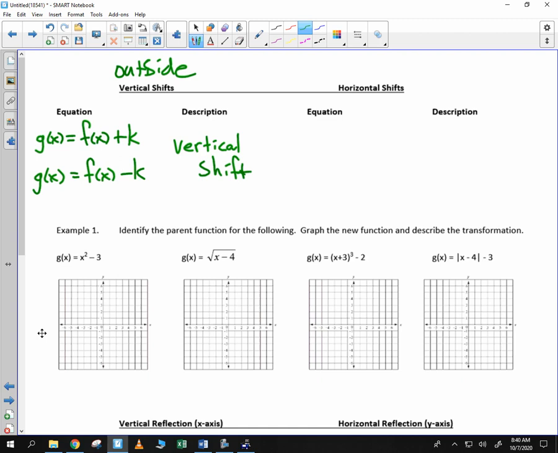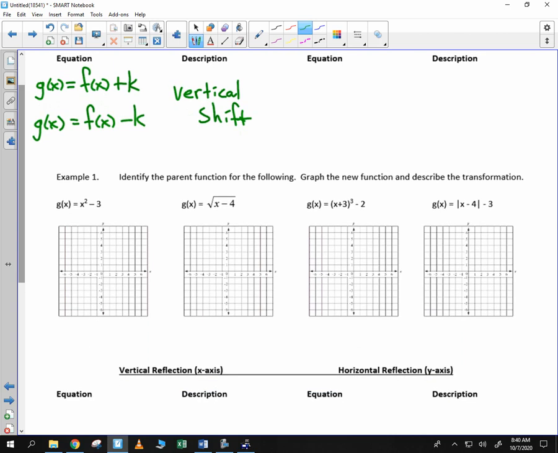So for example, if you look at g of x is equal to x squared minus 3, the parent function is x squared. But because you have a minus 3, what's going to happen is it's going to shift it down 3 units. And so I therefore have a graph that looks like this. So graphing using transformations is a nice, quick, and easy way to operate.